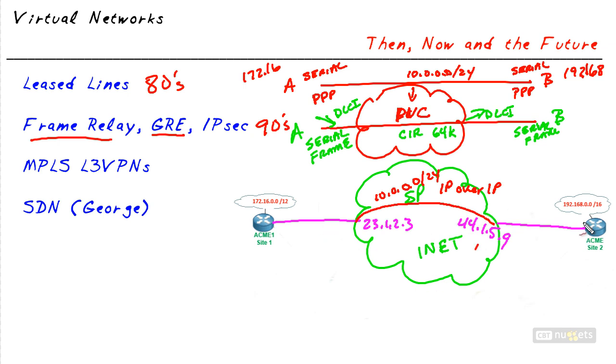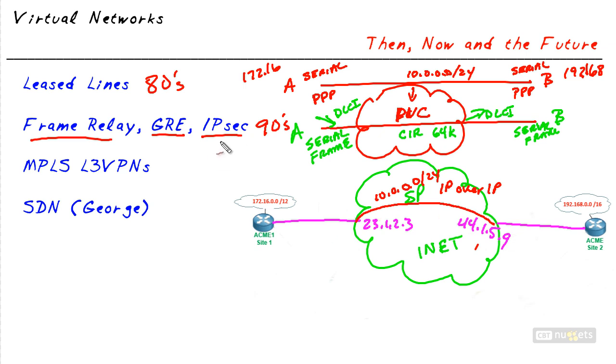Now the challenge is, whenever we're using somebody else's network, like the internet or a service provider, with some type of an IP over IP tunneling protocol like GRE, we probably also want to throw on top of that some security to encrypt the packets as they're being sent over this virtual network.